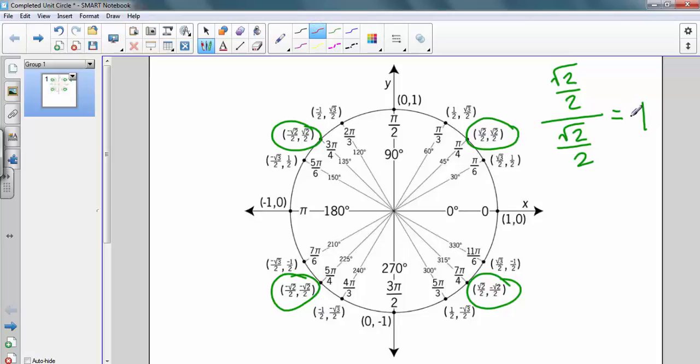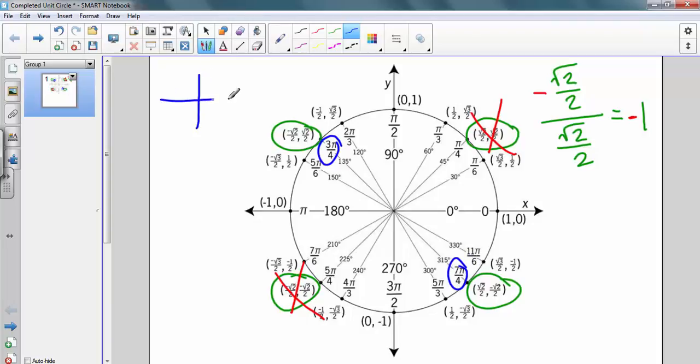If this value has to be negative 1, that means either the numerator or denominator has to be negative. So that eliminates this one and this one. The tangent of pi over 4 is 1. The tangent of 5 pi over 4 is also 1. So really we need to be looking at 3 pi over 4 and 7 pi over 4.